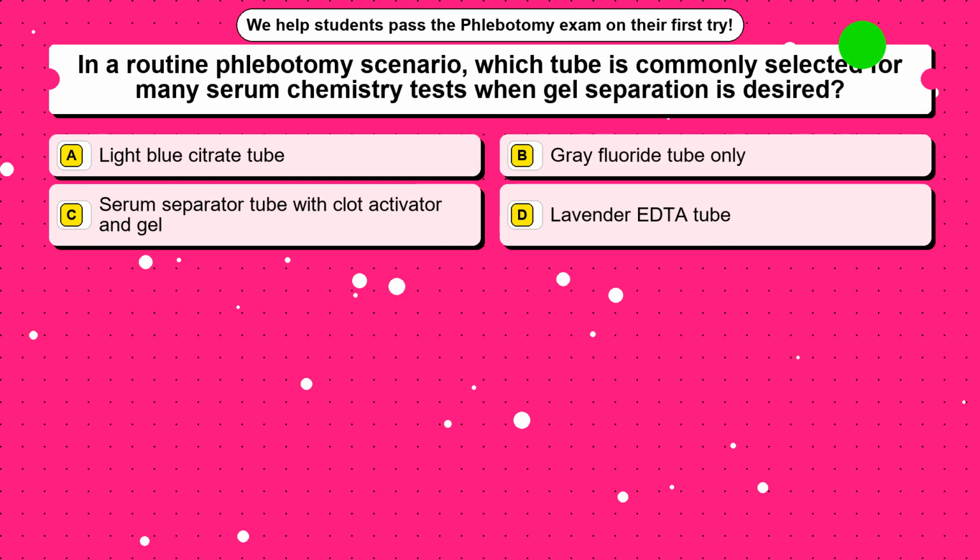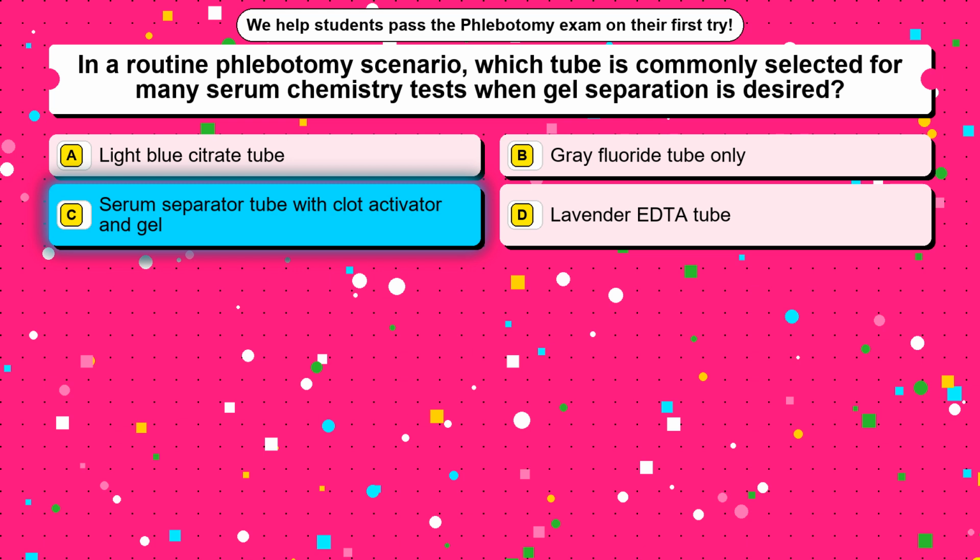Question 3. In a routine phlebotomy scenario, which tube is commonly selected for many serum chemistry tests when gel separation is desired? Option A, light blue citrate tube. Option B, gray fluoride tube only. Option C, serum separator tube with clot activator and gel. Option D, lavender EDTA tube. The correct answer is option C, serum separator tube with clot activator and gel.